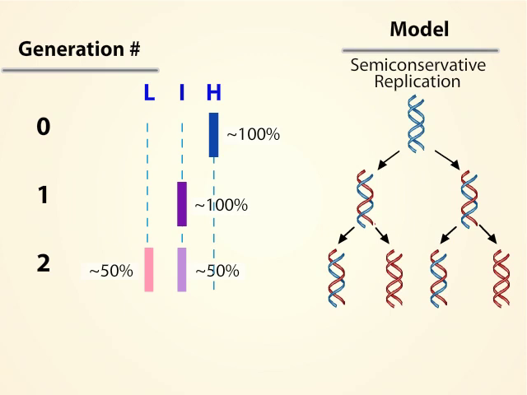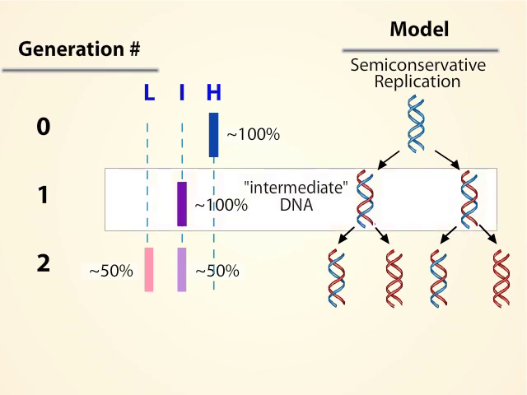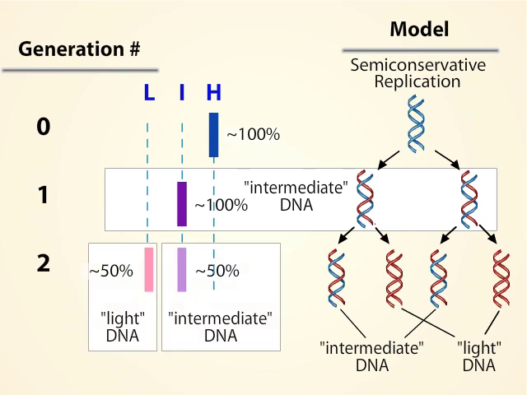Consider the possibility of semi-conservative replication. According to the model, after one generation, all of the DNA would be in the intermediate form, which is consistent with the experimental results. In the model, after 2 generations, half of the DNA would be in the intermediate form, and half would be in the lighter form, also consistent with the experimental results. The data provides support for the semi-conservative model of replication.